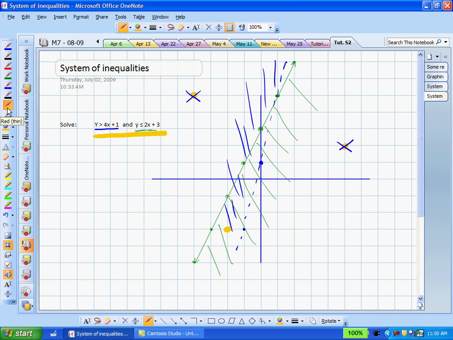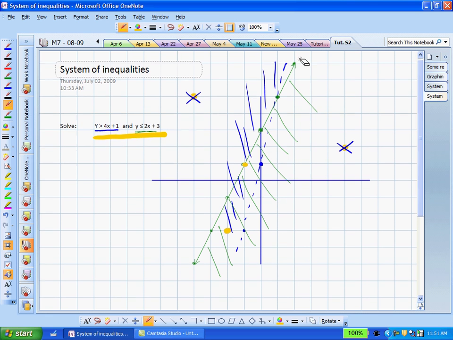So what works? Do the points on the green line work? Yes and no, it's less than or equal to. This one does, right? It's on the green. Does it work for the blue? Yes. How about this point out here? It's on the green, but it's not above the blue. So no, we're going to get rid of this one. Okay, it's gone.